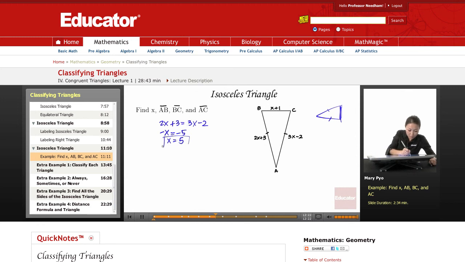There's my x. AB is, and I'm not going to put a line over this one because I'm finding the length. If I'm finding measure, then I don't put the line over it. So AB is 2 times 5 plus 3. So that's 10 plus 3 is 13.